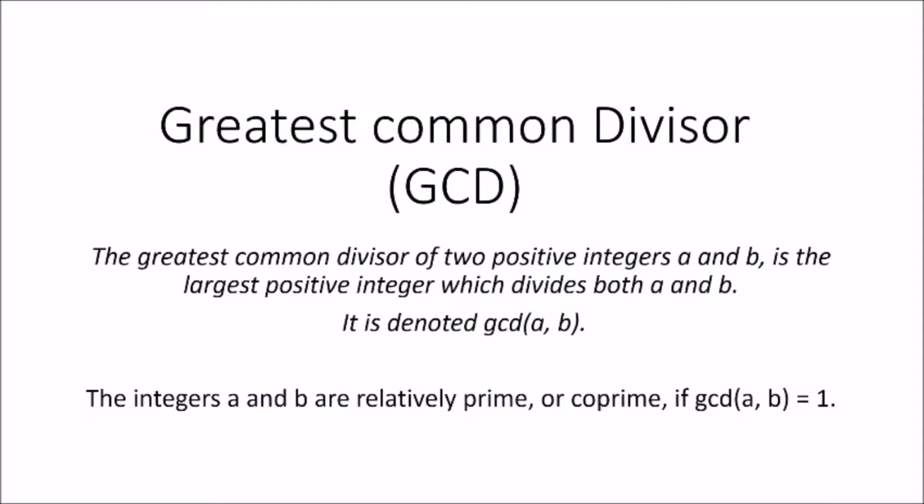What is greatest common divisor? The greatest common divisor of two positive integers, a and b, is the largest positive integer which divides both a and b. One interesting property is that if two numbers are coprime, their only common divisor will be 1. Coprime numbers do not have a common factor other than 1.